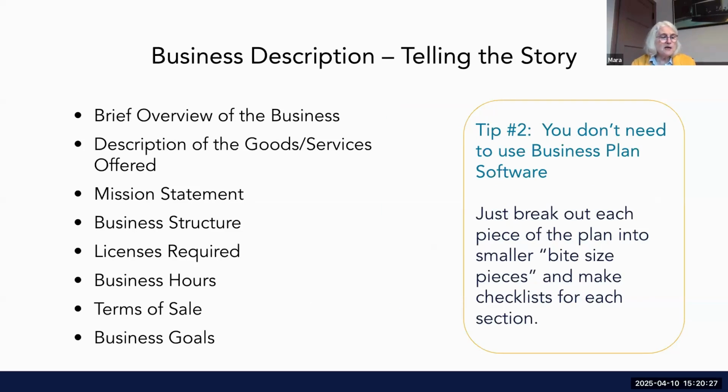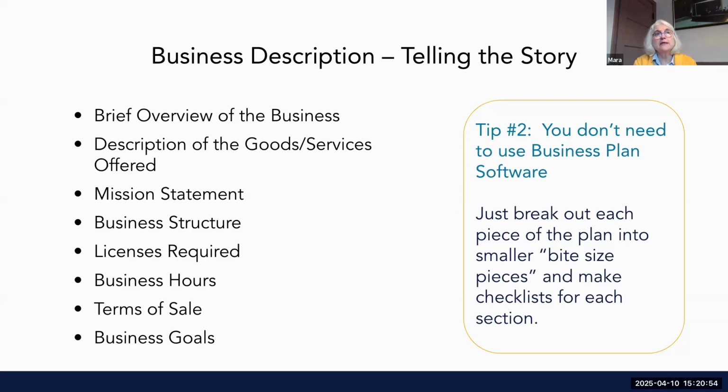So the first part is the business description, and that's really where you're telling the story about your business. If you're a startup, you're going to talk about why this business is important to you. Why do you want to start the business? If you're already in business, you want to talk about, well, what have you accomplished so far? What is your business doing? So you want to give a brief overview of the business so that a reader can understand what it is that you're doing.